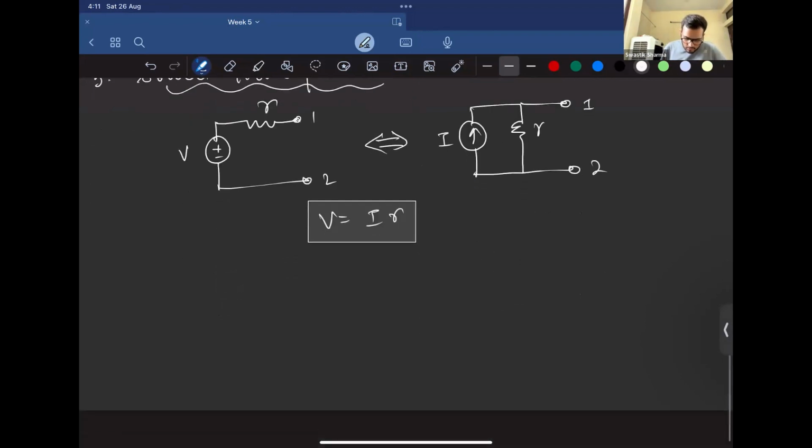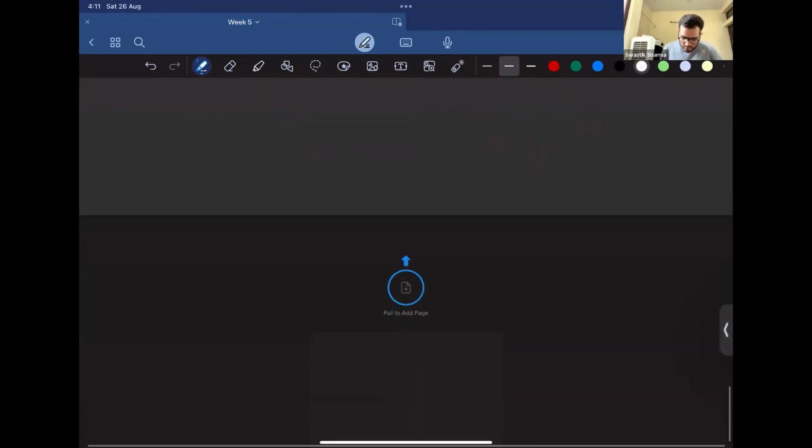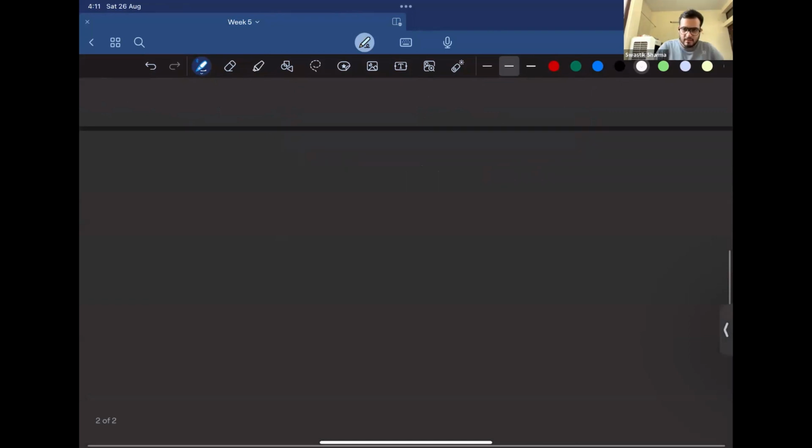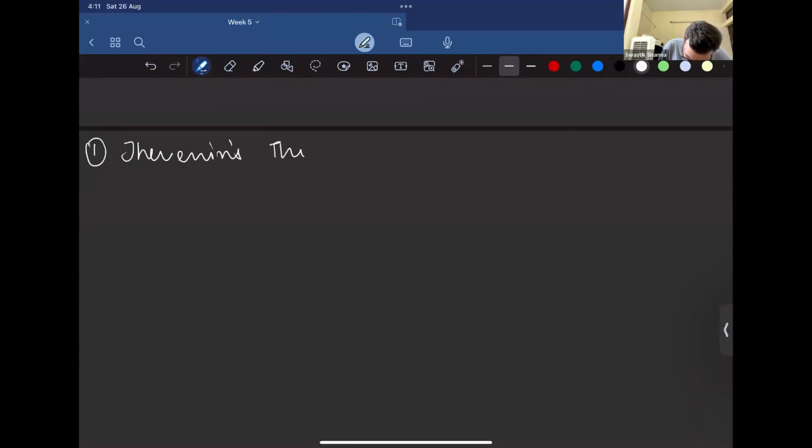Okay, now we'll move on to the two main theorems of circuit analysis, which are the backbone of all the circuit theorems. These are Thevenin's theorem, and second is Norton's theorem. So first we'll look at why we need these two theorems and what it is that we want them to do.